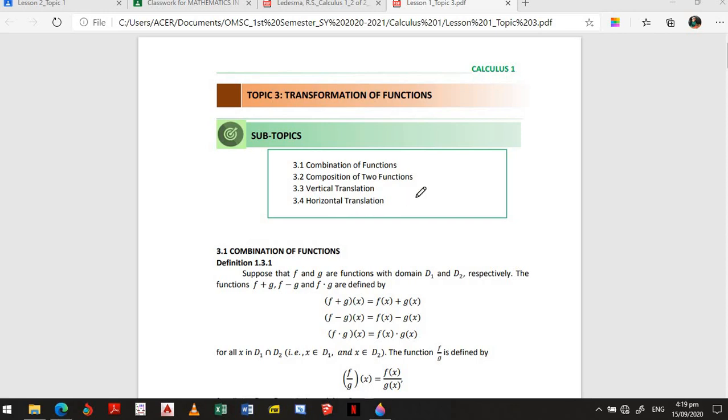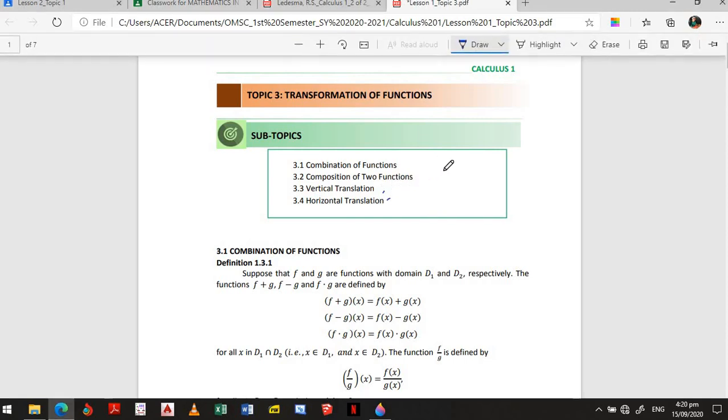We have now discussed our last topic, trigonometric functions. Now let's proceed to our next topic, the transformation of functions. This will be our last topic in lesson 1 that involves functions. Listed here are the subtopics under this topic: combination of functions, composition of two functions, vertical translation, and horizontal translation. Isa-isahin po natin yan siya.